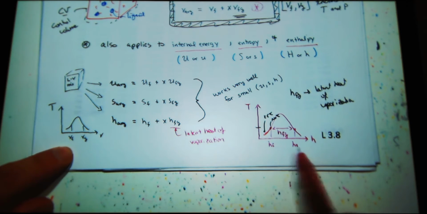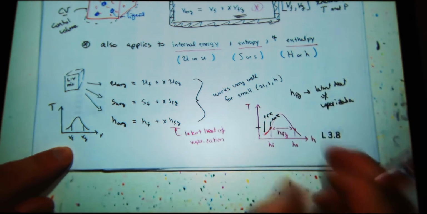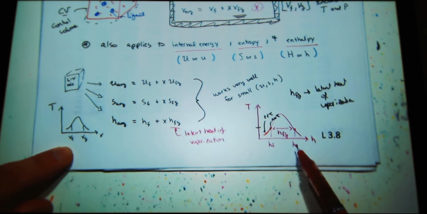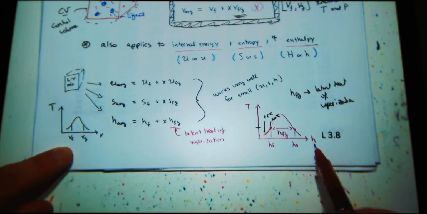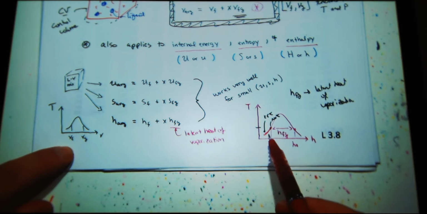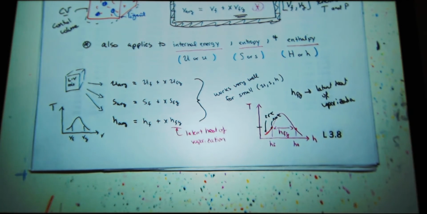I could replace this with entropy too. The curves move around, they skew a little bit when I go from enthalpy to entropy, but they're still bell curves. Whether I have small v, u, h, or s, they're all bell curves when I'm dealing with liquid vapor mixtures. And going from here to here tells me something about the energetics associated with the phase change.